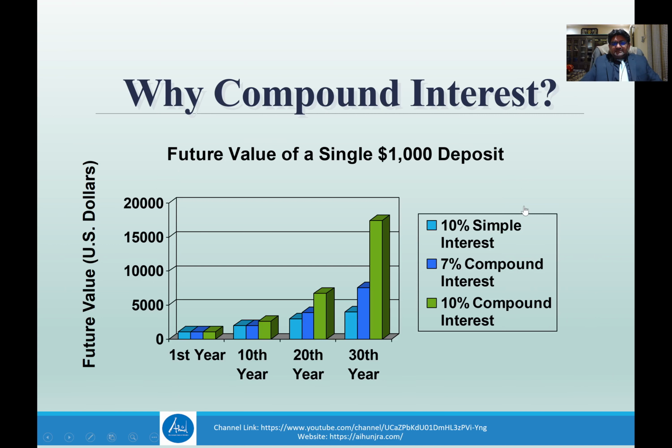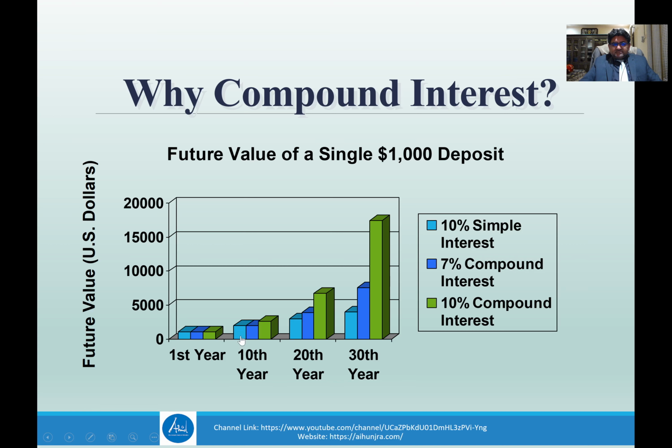Another example, the interest rate is 10%. At simple interest rate, compounding 7%, and compounding another is 10%. The colors are given. If the time period is 1, all will be the same. Look at here.